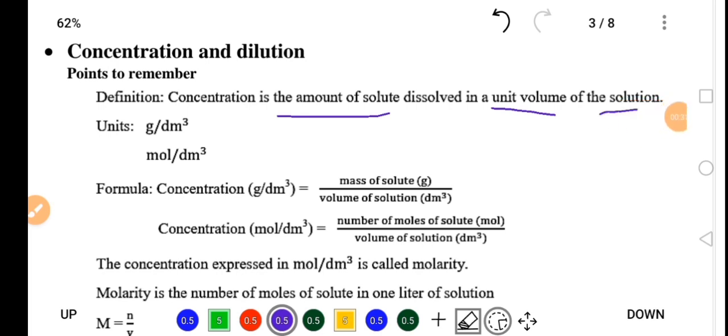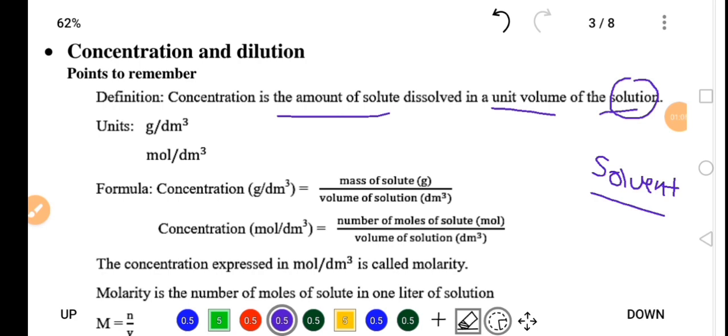This is very simple because I showed you that the solution and the solvent, the volume is just the same. So we can say in a unit volume of the solvent or solution, because the solute does not affect the volume of the solution or solvent. The volume will just remain the same.